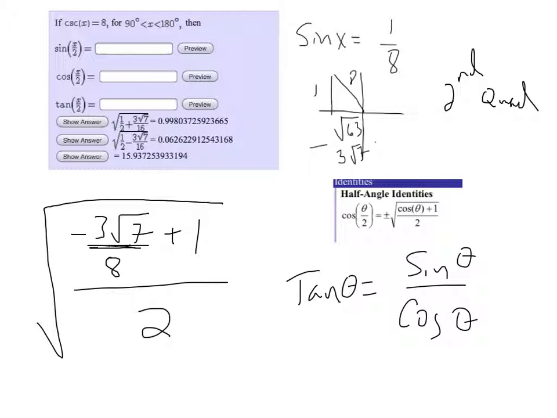So for the second part, now we're talking about the cosine of a half angle. So same setup, same triangle, quadrant 2, and I just applied these values to this formula, and it works out to be that. Now, there's no place in the book that talks about the tangent of a half angle, so what they're asking you to do is to remember that the tangent of an angle is the same thing as the sine of it divided by the cosine of it. And if you take these two values, you get that 15.9. Okay, so I hope that helps.